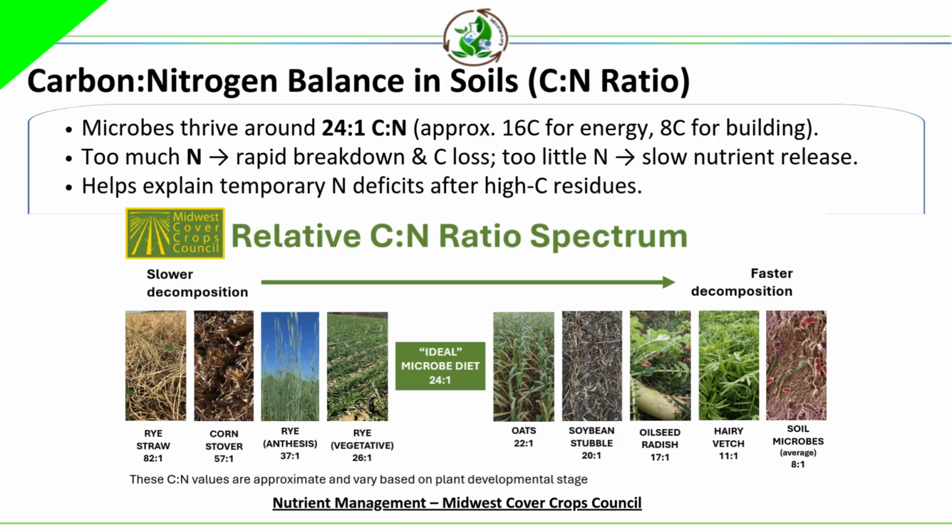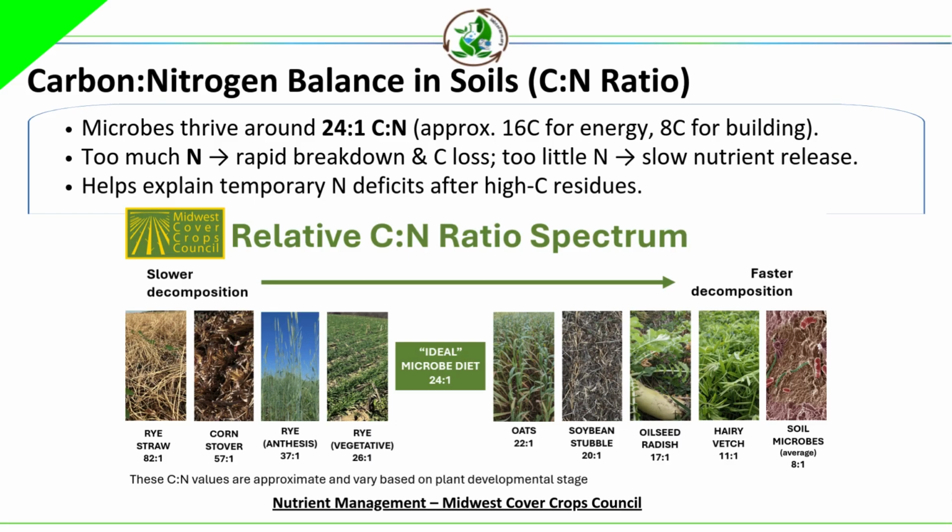Microbes need both carbon and nitrogen in the right balance. It's like their diet. We call this the C to N ratio. Around 24:1 for carbon to nitrogen, respectively, is the sweet spot for many soil microbes, which is roughly 16 parts carbon for energy and 8 for building cell material.